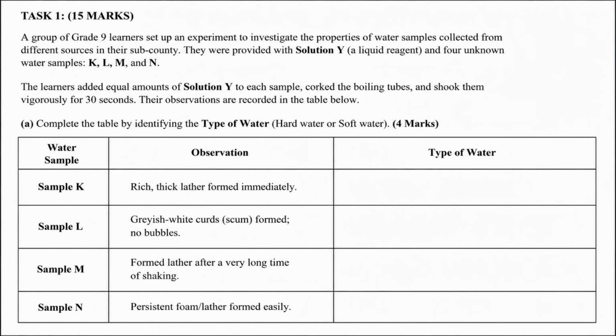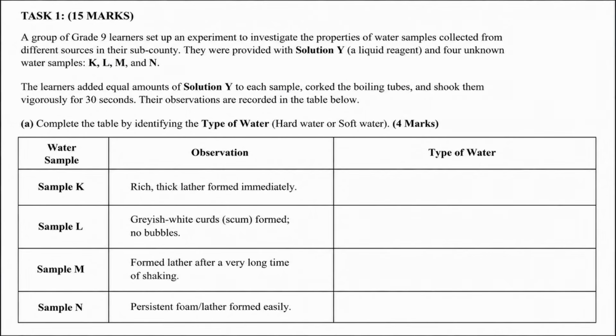A group of grade 9 learners set up an experiment to investigate the properties of water samples collected from different sources in their sub-county. They were provided with solution Y, which is a liquid reagent, and 4 unknown water samples, which are K, L, M, and N. So those are the water samples. The learners added equal amounts of solution Y to each sample, corked the boiling tubes, and shook them vigorously for 30 seconds. Their observations are recorded in the table below. And then you can see there we have the water sample and the observation in that table.